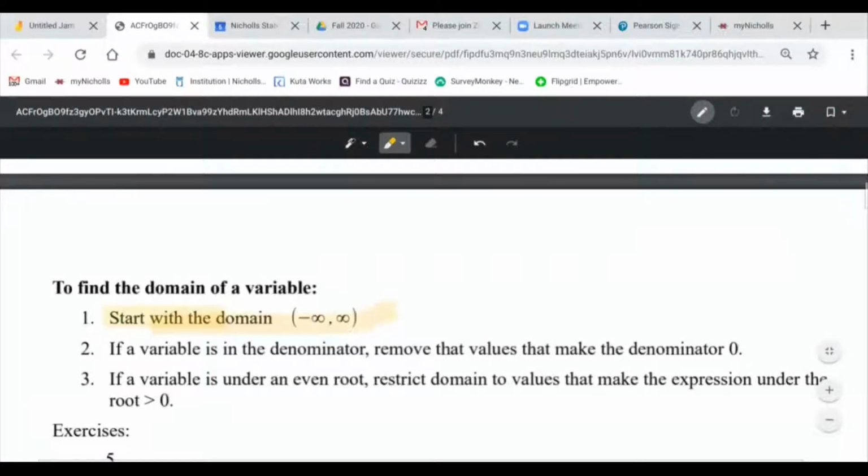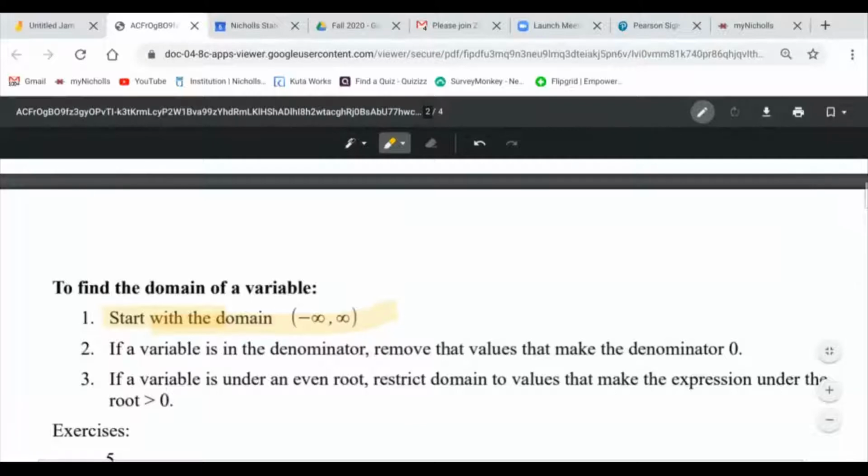Next, we're going to look at whether the variable is in the denominator. If the variable is below the fraction bar, then we need to remove any values that will make that denominator 0, because dividing by 0 is not defined. And so we need to remove any values that will cause that.